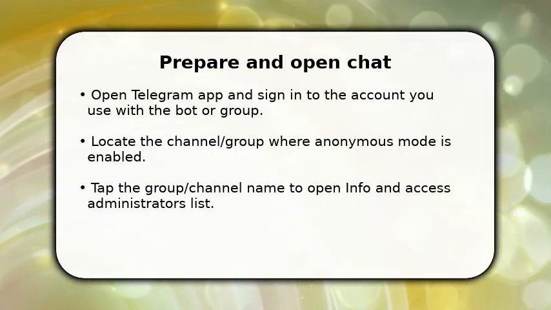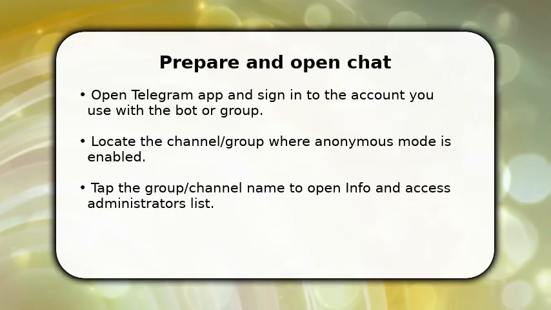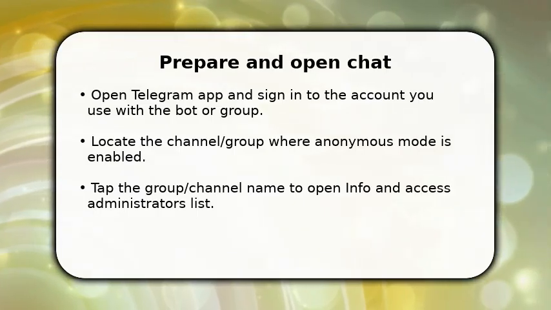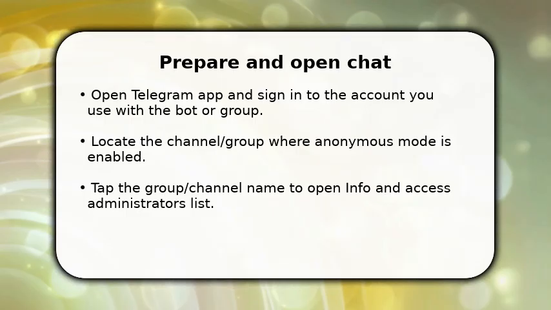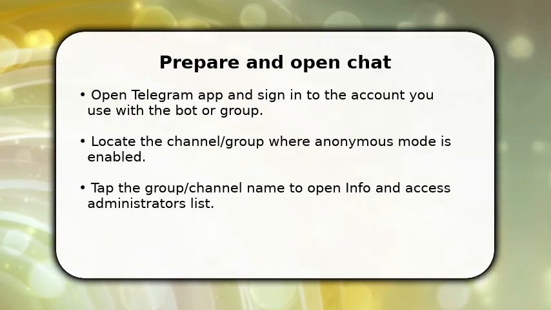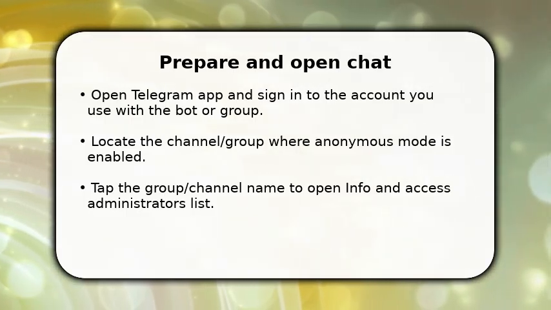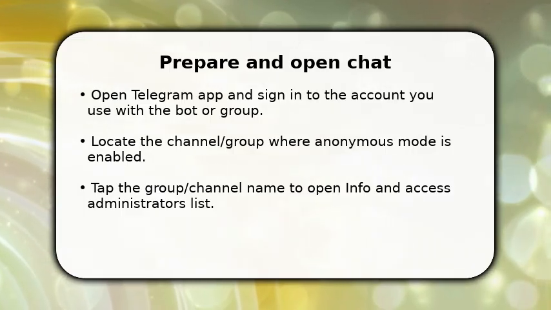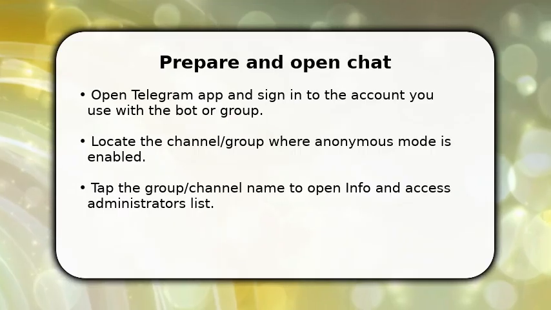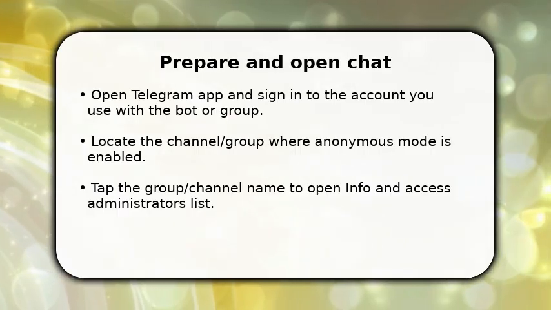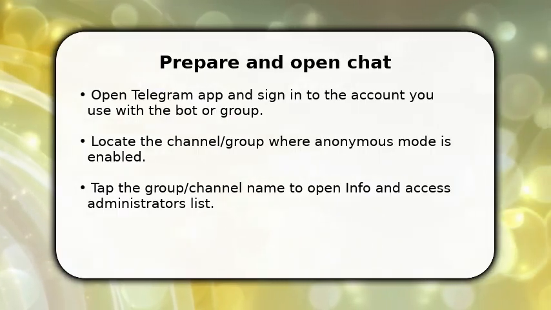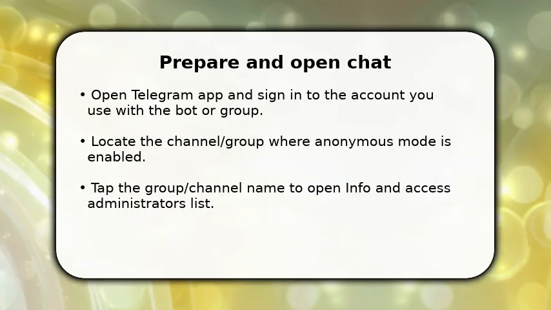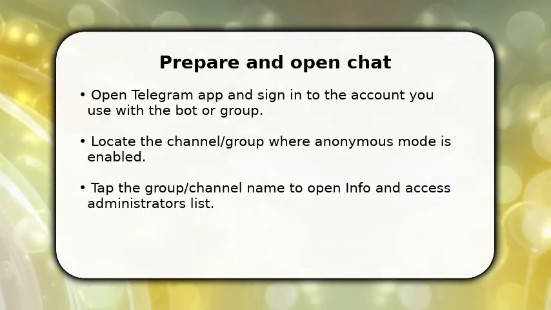You start with the essentials. Make sure you're signed into the account that has admin rights in the target group. Once done, open the specific group or channel where anonymous messages appear. Tap the group or channel header to view info, and then tap Administrators. You're doing this to reach the permissions that control anonymous posting. This step moves you from the general app to the precise settings area where anonymous mode can be toggled off.